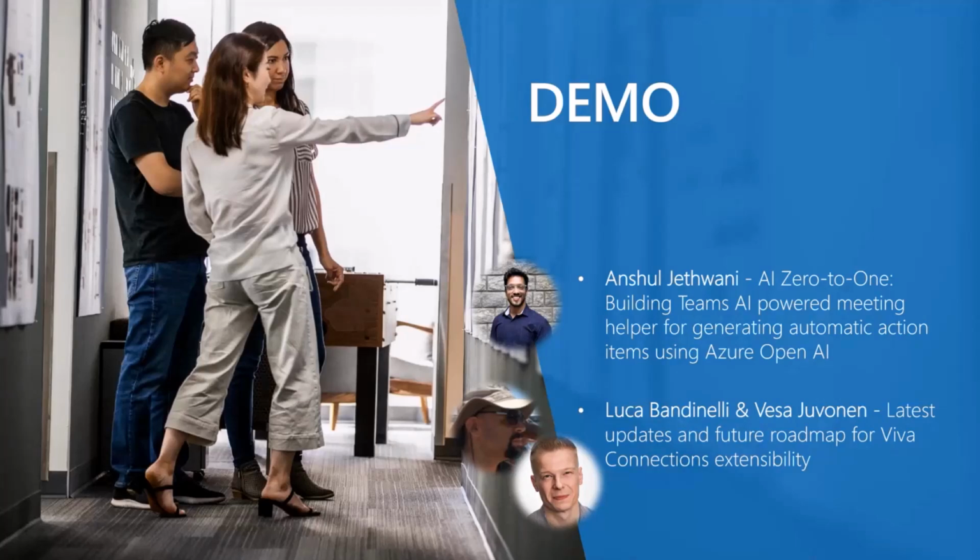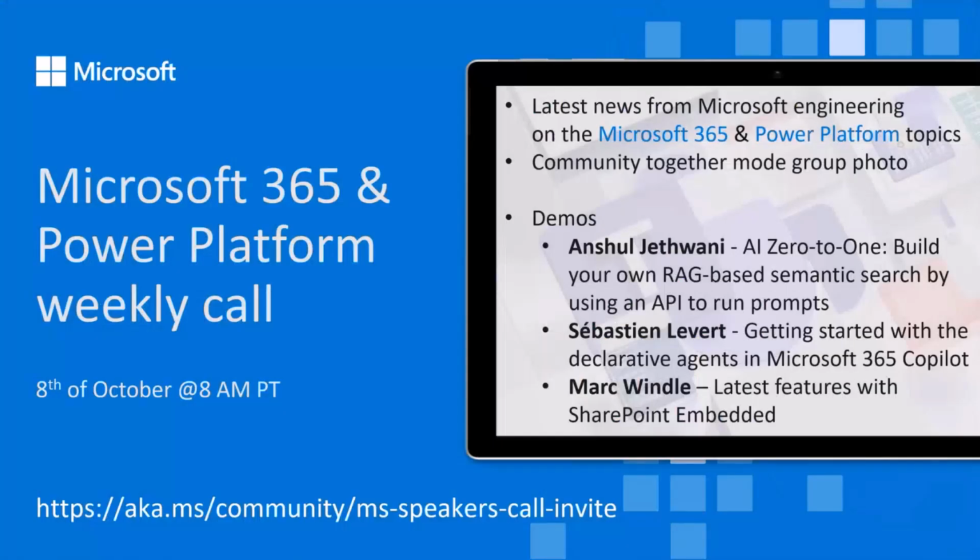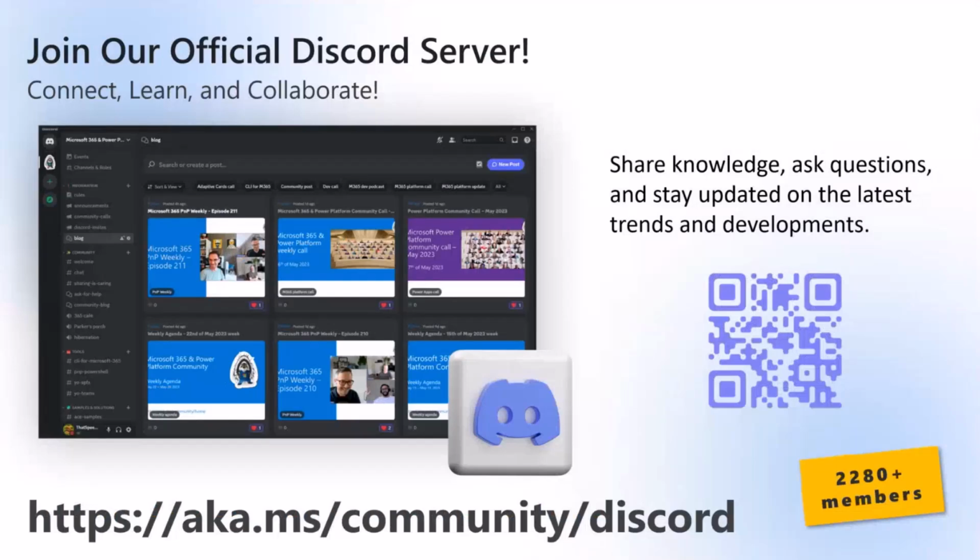We will share updates and demos and additional guidance when we get stuff a bit more ready, the new stuff which we haven't already shown. And if there are things which you want us to show, please let us know by using the feedback forms. Next week, on the 8th of October, we do have 3 cool demos. Anshul is back on the AI Teams stuff, really cool stuff there. Sebastian Levert is going to share getting started with declarative agents in Microsoft 365 Copilot. And then Mark Windell is going to share the latest features in SharePoint Embedded. There are, again, a lot of cool updates on that side. That's on the 8th of October. So please be there next week as well.